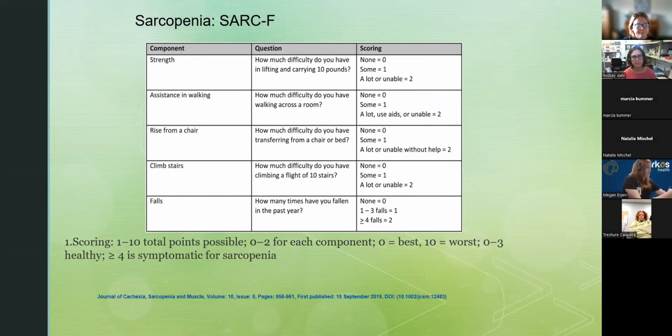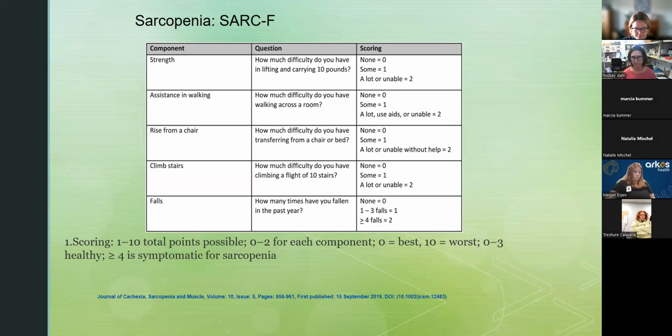There are also different kinds of scales to diagnose sarcopenia. St. Louis University has the SARC-F, which has been validated as a tool to help identify somebody who might have sarcopenia. And that just asks questions of the patient about strength.